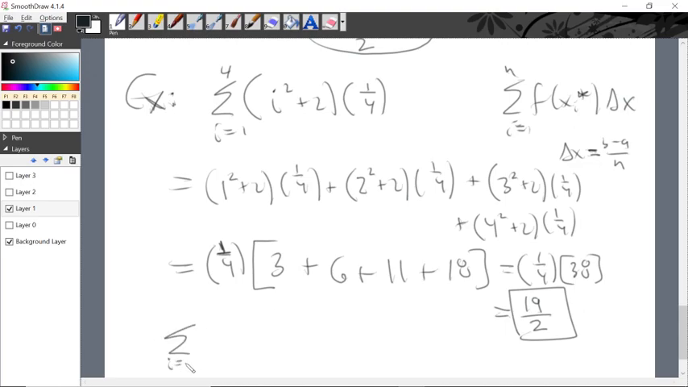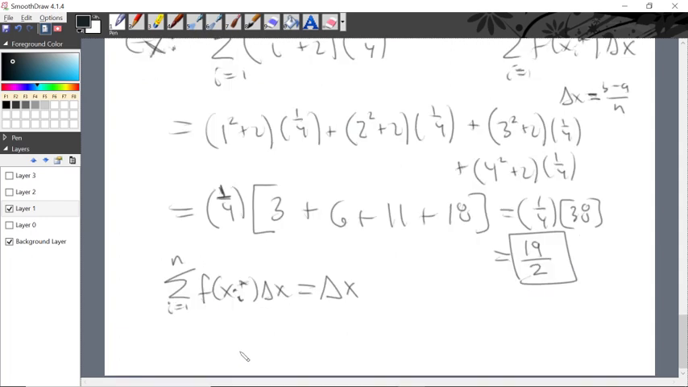One thing that could be helpful for us to learn from this one is if we have the sum from i equals 1 to n of f of xi star delta x, we can factor out the delta x as long as it doesn't depend on i, which it doesn't. It's xi star and f of xi star that depend directly on i. But we can factor out the delta x and multiply it by the sum of terms that do depend on i.